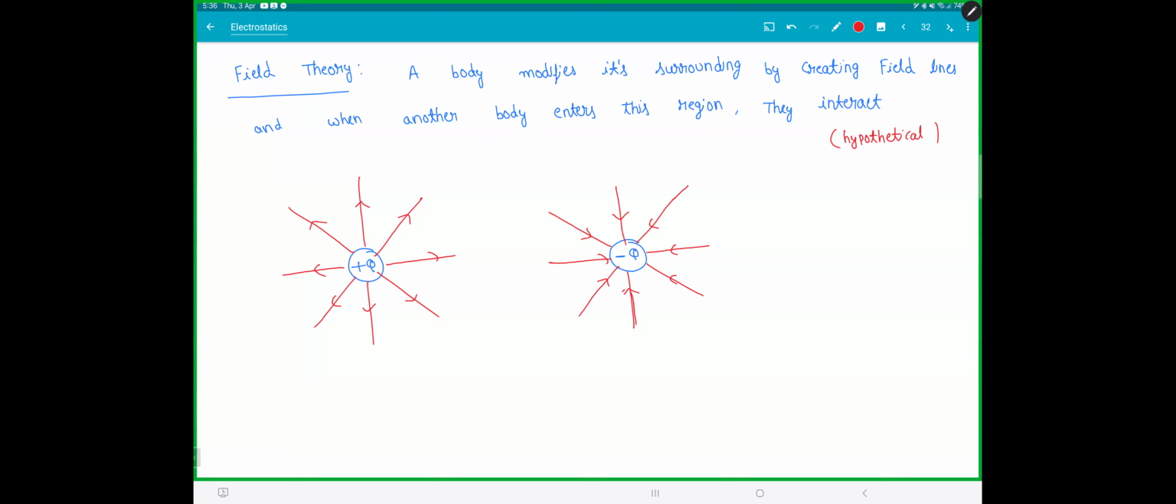So now when you put a charge somewhere in this region, it is going to disturb the field lines in that region, and this plus Q will come to know, okay, there is a charge here, and that's how they interact. You getting this? Like I'm saying, when something happens, you always want a theory to explain. So people created a theory, and so far it is working out.